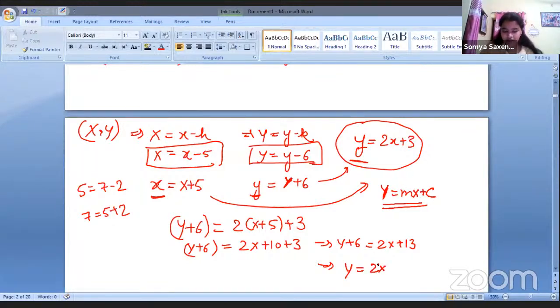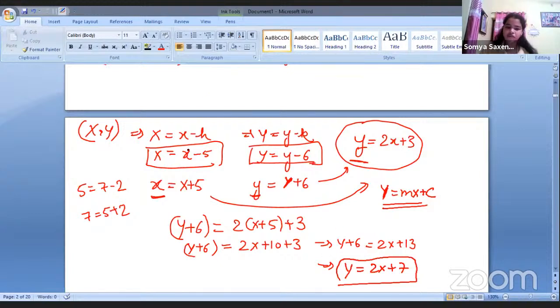So 2x will be as it is. There is no problem with the 2x. But definitely this 13 minus 6, when it comes here, it will be plus 7. So the new equation would be y is equal to 2x plus 7. So the difference from here to here is because the origin is shifted from 0, 0 to this new h, k, which was I think 5, 6.